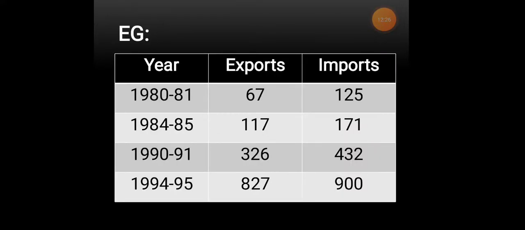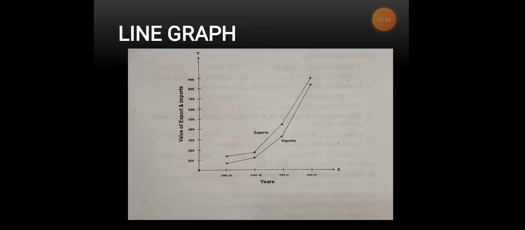Okay, so I have taken into consideration the example of the year. So here what time have I taken? I have taken the year. In this particular year, how much exports happened, how much imports happened, all these things. So based upon this you will be drawing your graph. This is the graph where I have taken years on the x-axis and the values of the variable, that is exports and imports, on the y-axis.